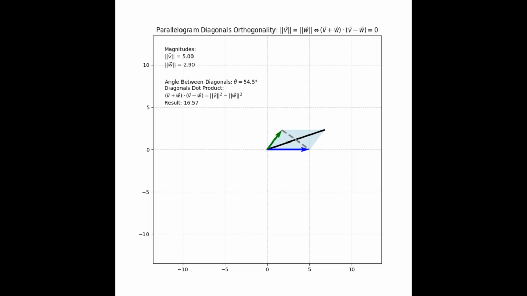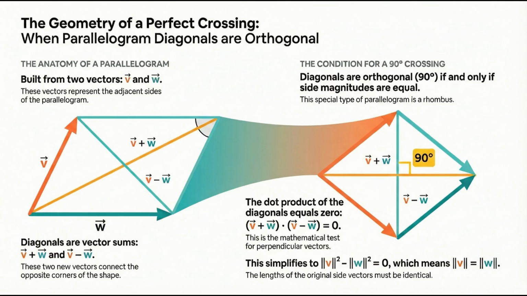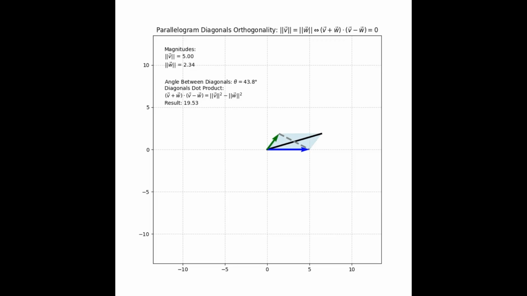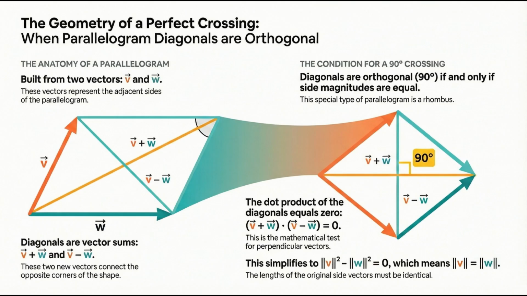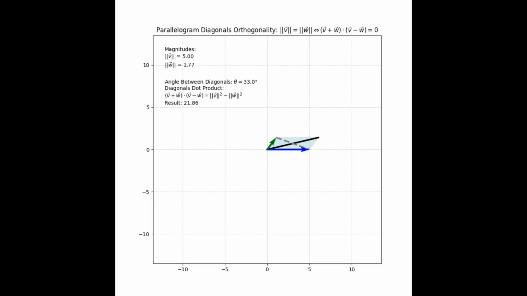Well, a parallelogram where the adjacent sides are equal is, by definition, a rhombus. So that means the rhombus is the only kind of parallelogram that's guaranteed to have those perfectly perpendicular diagonals. The requirement for perpendicular diagonals is strict. The adjacent sides must have equal length, and that defines the parallelogram as a rhombus.